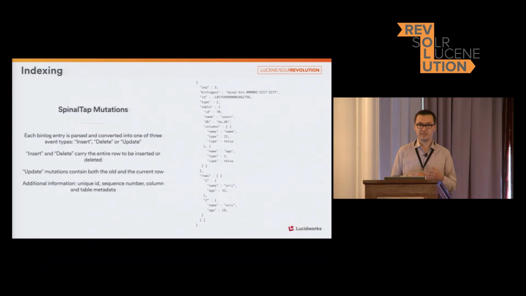Spinal Tap parses the binlog events and converts them into one of the following mutation objects. It can be either insert, delete, or update. An example mutation in JSON format is on the slide. Insert and delete mutations have the entire row which was inserted or deleted, while the update mutations have both the old and the current row. So for this example, we have an update mutation where we change the age of the user. Spinal Tap also adds more information to each mutation object that is not present in the original binlog, for example the unique ID, sequence number, and column and table metadata.